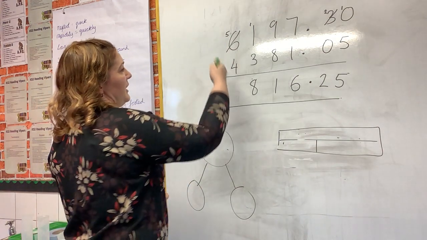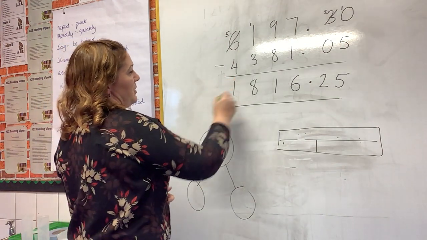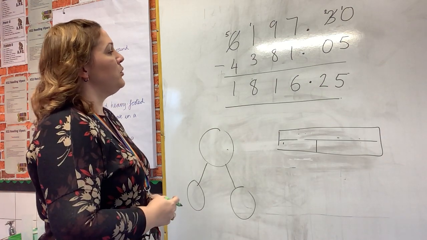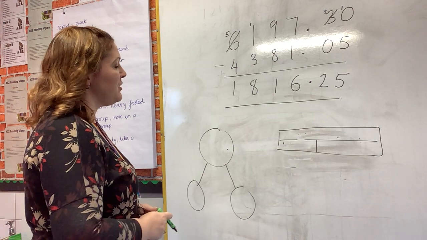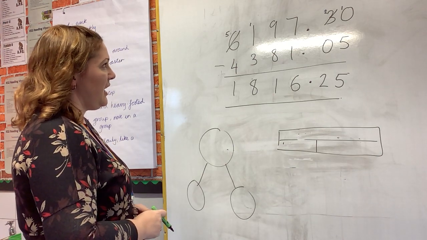And now I'm left with 5 minus 4, which is 1. So my answer will be 1,816.25.